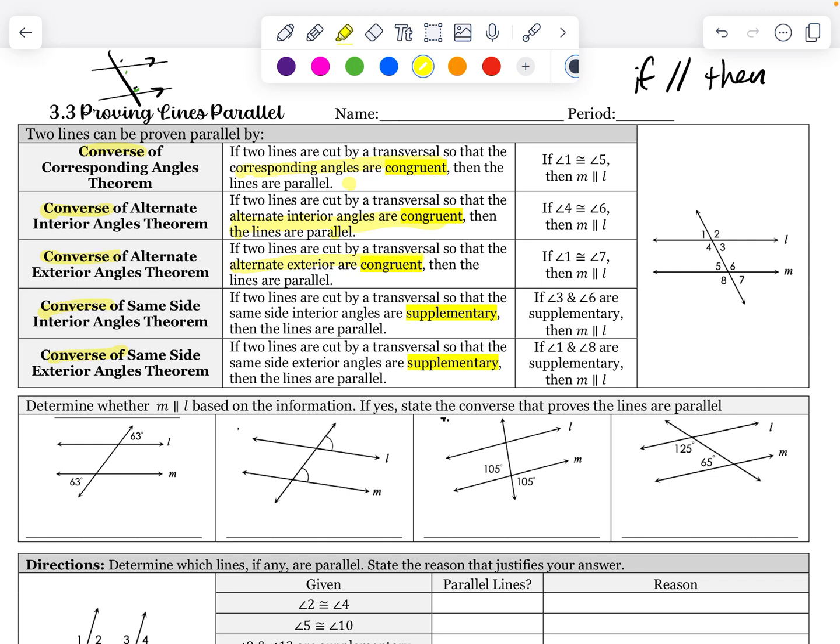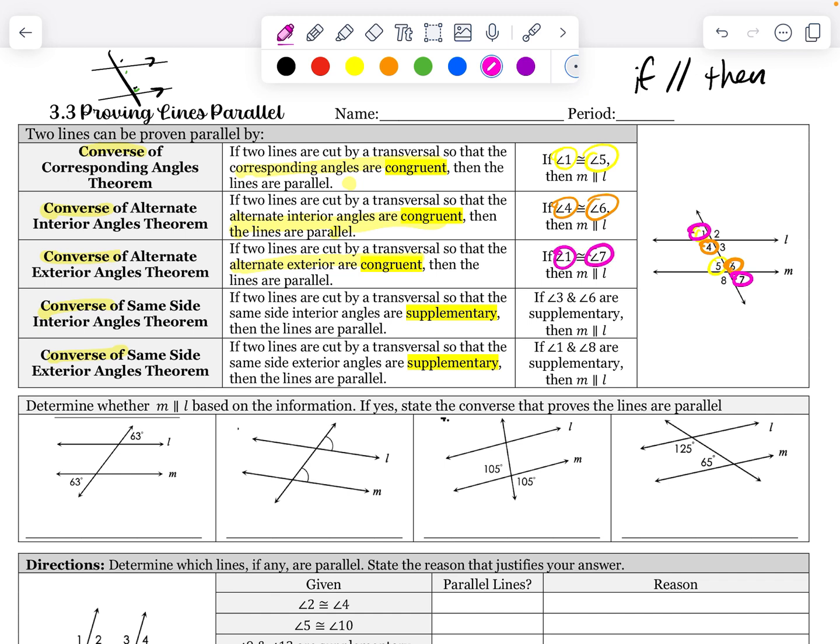Vertical angles are always congruent, so that one doesn't help me here. But if these corresponding angles are both 70 degrees, then I know L is parallel to M. So if 1 and 5 are congruent, then L is parallel to M. Or interior angles: if 4 and 6 are congruent, then L and M are parallel. Or if 1 and 7 are congruent, then L and M are parallel, right? So you are working backwards to prove these lines parallel.